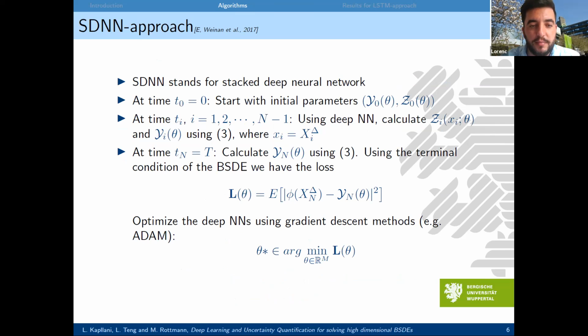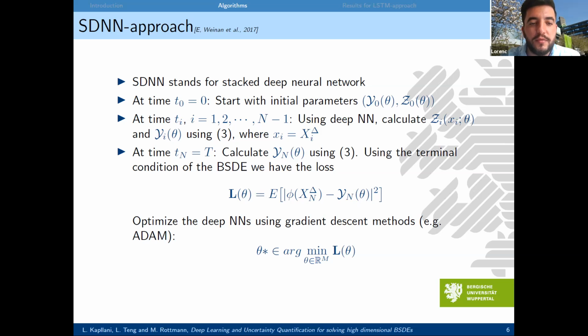So we start at the time t0. Of course, this is what we are interested in. This is the solution that we are interested in, which means in terms of option pricing, we want to know the fair price of the option today. And of course, it's a hedging strategy and so on, which we directly get from the BSDE. And so the idea here is that we start with some initial parameters for this Y0 and Z0.